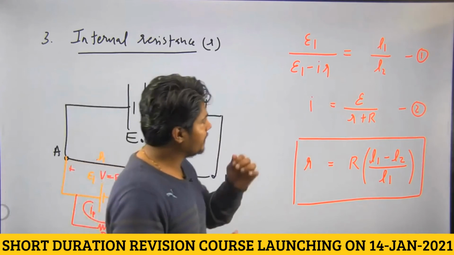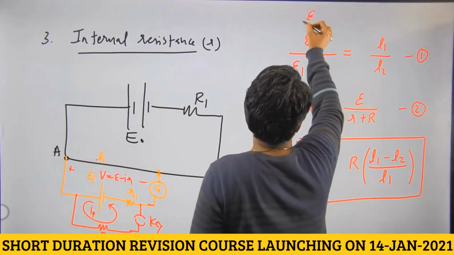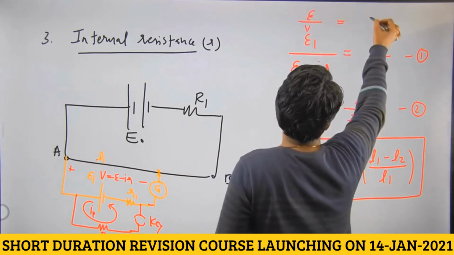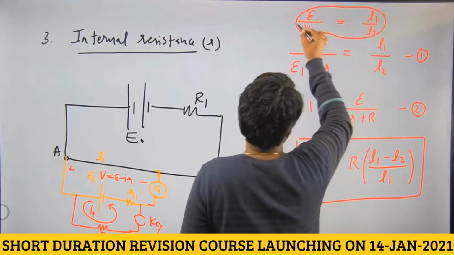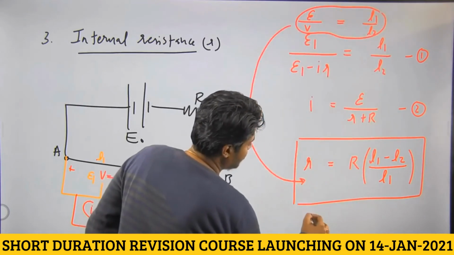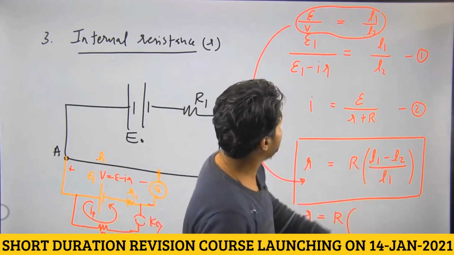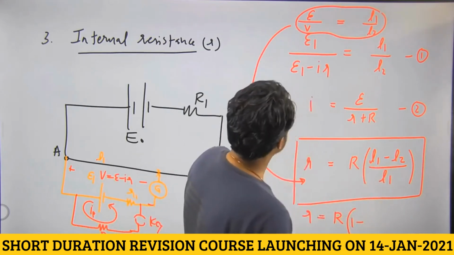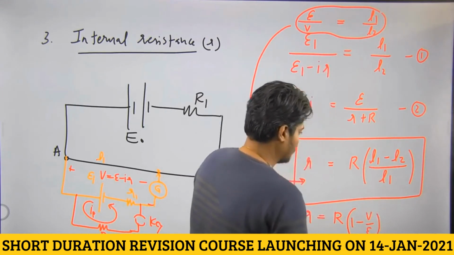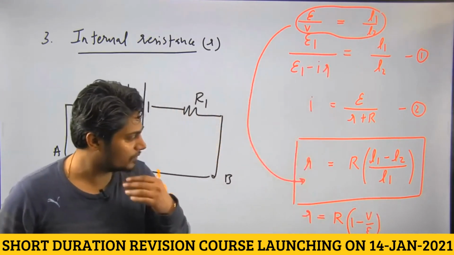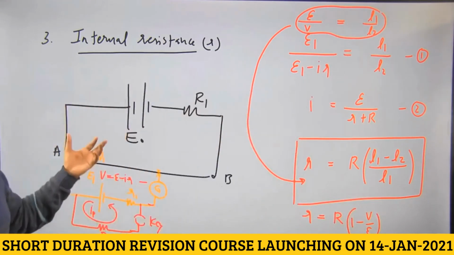Sometimes people also remember it as E by V will be equal to L1 by L2. So you can put E by V over here and your internal resistance would become R times (E by V minus 1), or you can see this is 1 minus L2 by L1, which will become V by E. So this is also the standard formula you can remember. This is how we write the internal resistance using potentiometer.